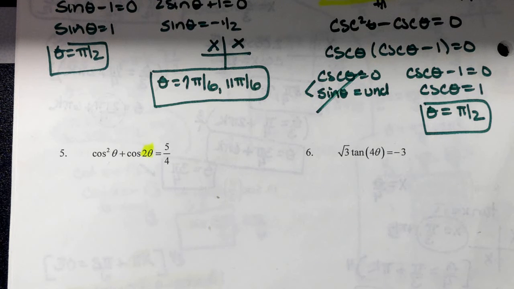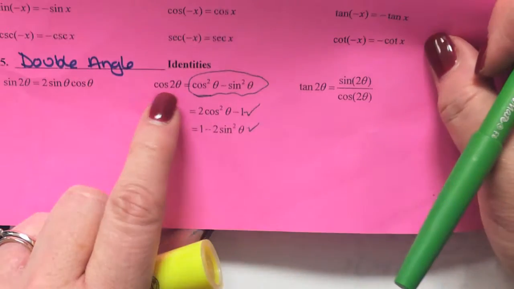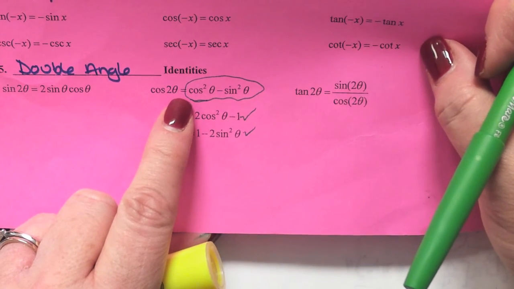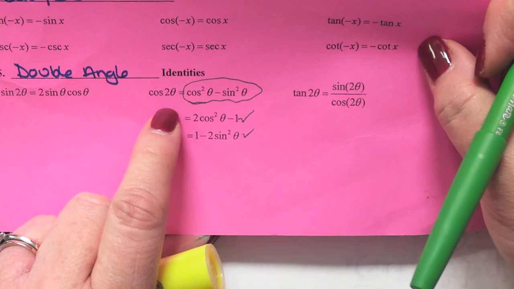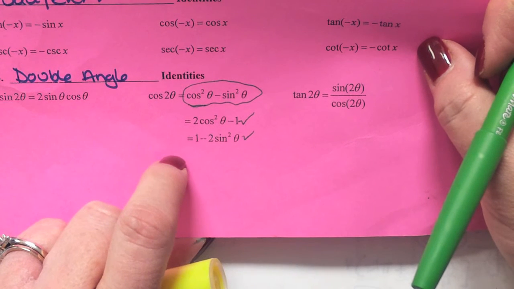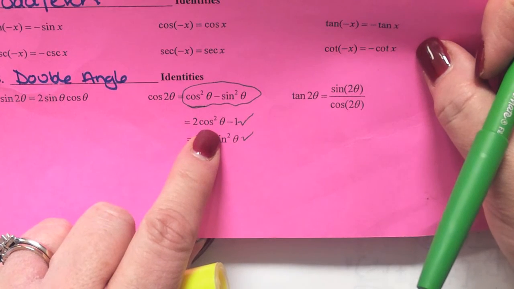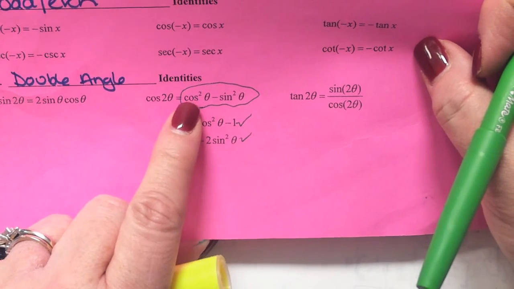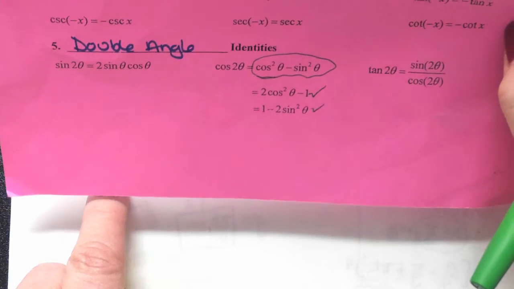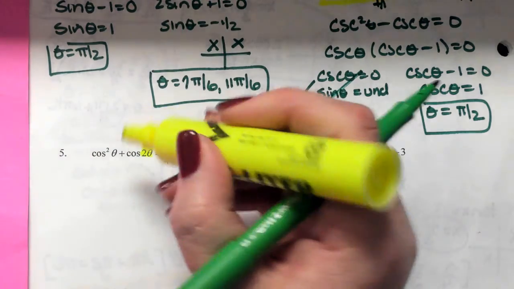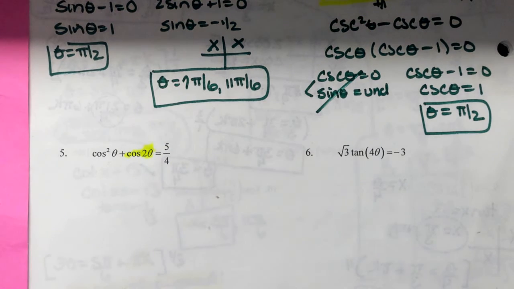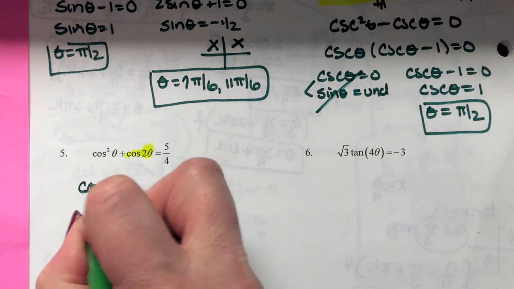The double angle, exactly. Now remember, with cosine, you've got 3 variations, 3 choices of the cosine double angle. Which one would make the most sense to replace in this particular equation? 2 cosine squared minus 1, exactly, because you don't want to bring in a sine when you already have a cosine squared in here. So we're going to replace that cosine of 2 theta and change it into 2 cosine squared theta minus 1.